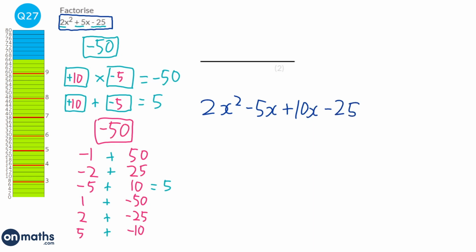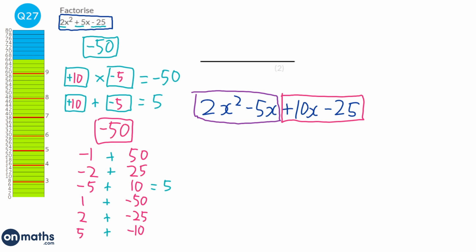Okay, so I've just changed the plus 5x for a minus 5x plus 10x, but those do add together to make plus 5x, so I've not changed the question. And I'm going to be looking at the first two terms, and then the second two terms, separately. Now you might be wondering why I've put minus 5x plus 10x and not plus 10x minus 5x. If you have the choice, always put the negative one first. It just makes it a bit easier. It means you're not dealing with negatives as much.